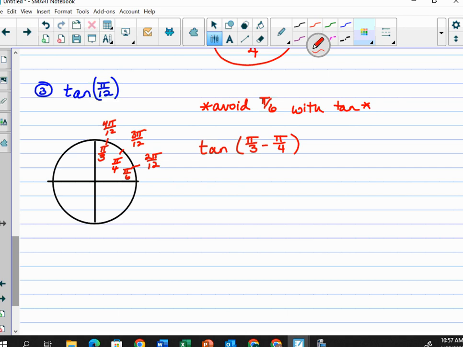All right, now our lovely formula with tangent. It is tangent of pi over 3 minus tangent of pi over 4 all over 1 plus tangent of pi over 3 times tangent of pi over 4. I know we don't like tangent. It's okay.